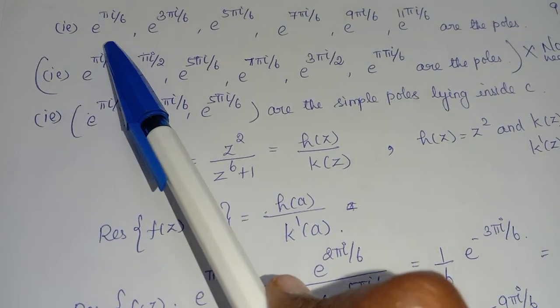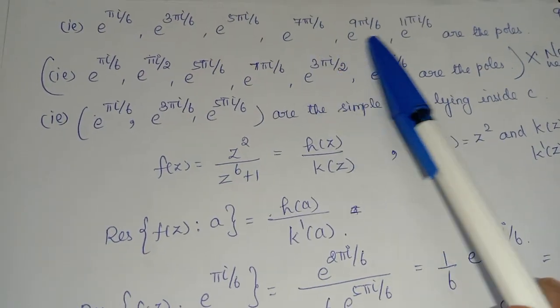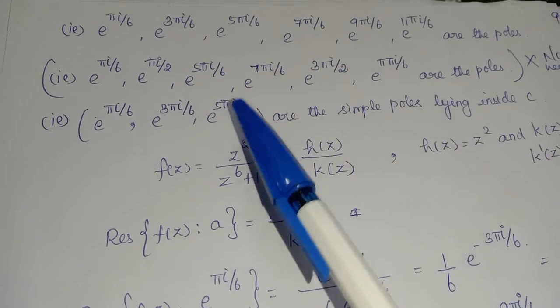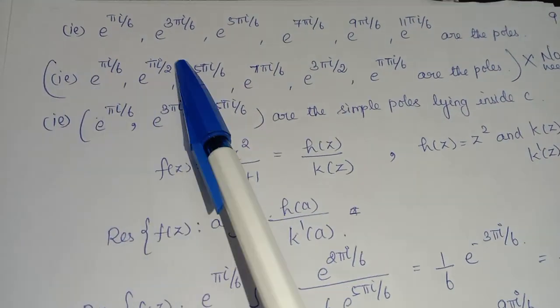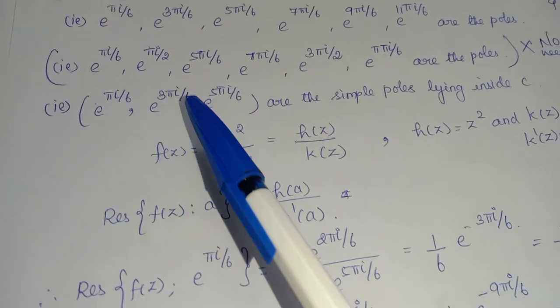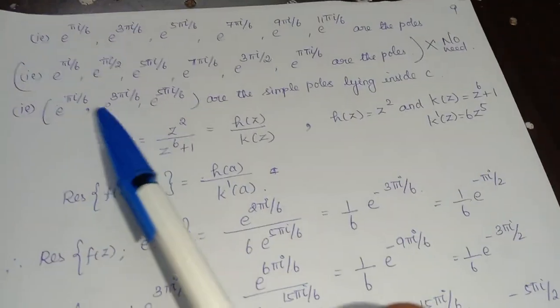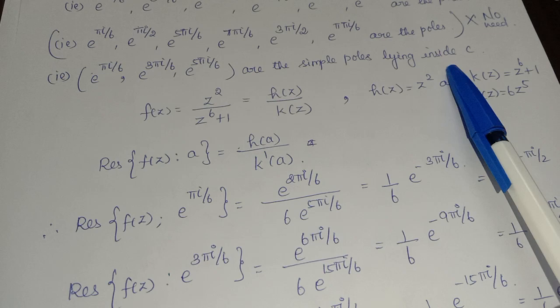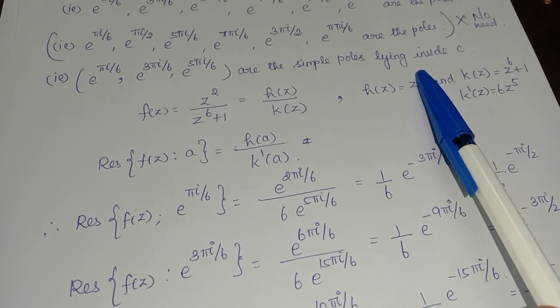What do you mean by inside? Upper half plane. Outside means what? Lower half plane. It is enough if you identify with this. No need to write the values and check. Okay. I hope you understand this point. So these are the simple poles which are lying inside C. At these points I have to find out the residues.